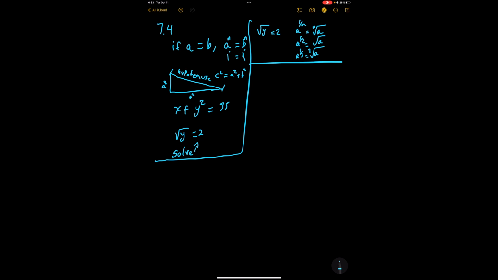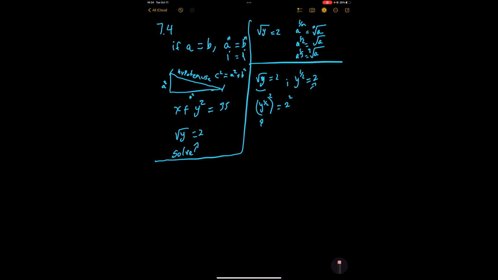For instance, right here we have the square root of y equals 2. Well, I can rewrite this as y to the power of 1 over 2 equals 2. Well, how can I make it as easy as possible? I can just say y to the power of 1 over 2, to the power of 2. Now that I raised this part to the power of 2, I'm going to also raise this one to the power of 2. So now, what do I have next?